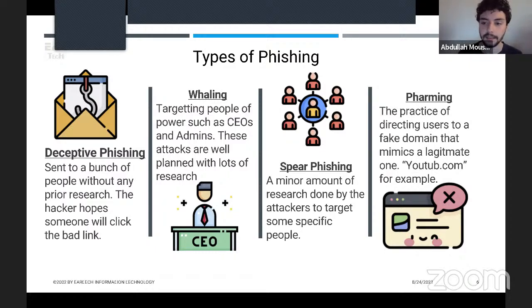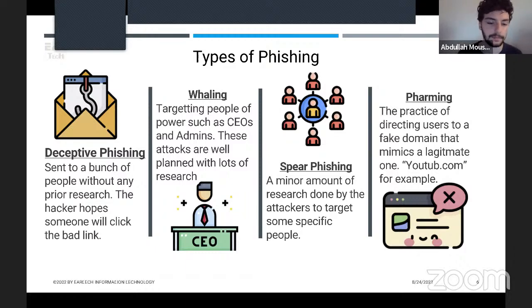And the last one is pharming. The practice of directing users to a fake domain that mimics a legitimate one. Here's an example like youtube.com, but without the E at the end. Some people might misspell it, mistype it, and attackers would claim a domain that sounds very similar to a legit one, and they would make it look like it's very legit. But as soon as you log in, they'll just steal your information. It goes right to them.